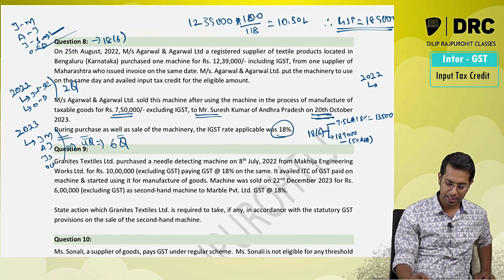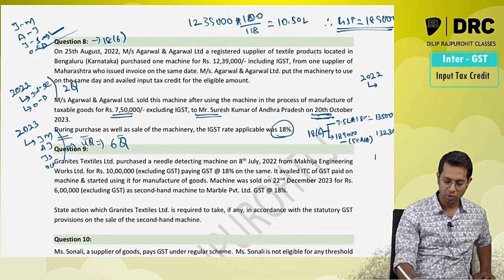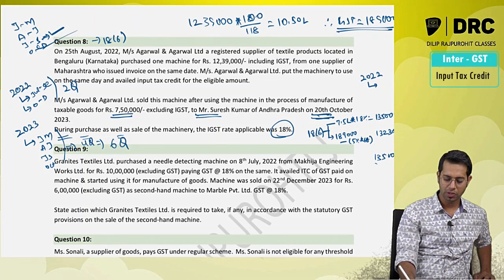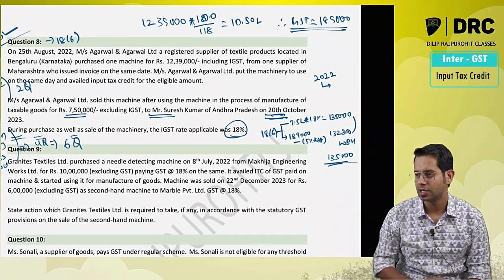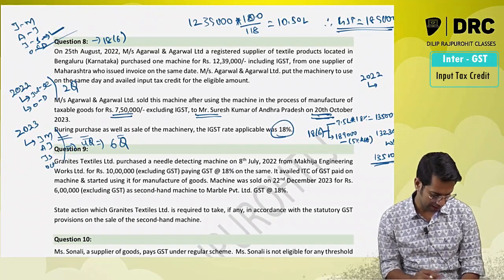1,89,000 minus 30% comes to 1,32,300. So what is the amount you have to reverse? 1,35,000, whichever is higher. 1,35,000 is the ITC which is required to be reversed by you in this particular case.